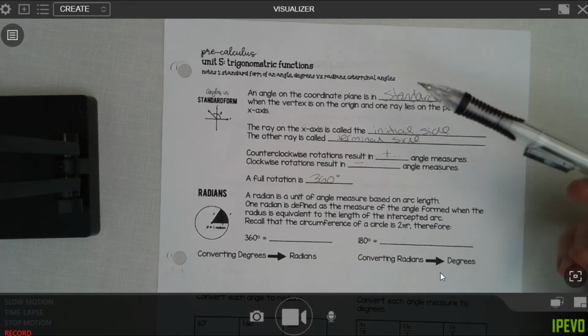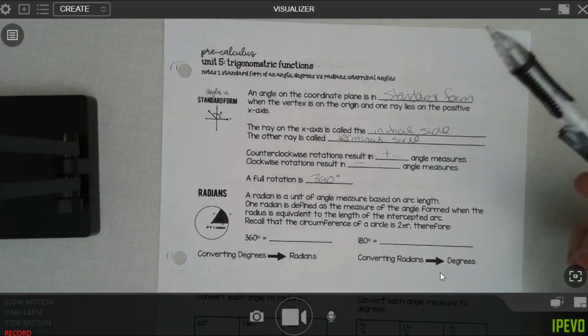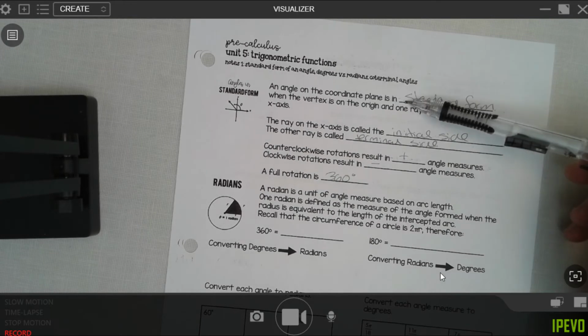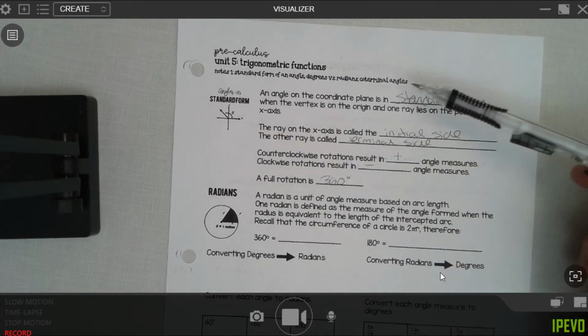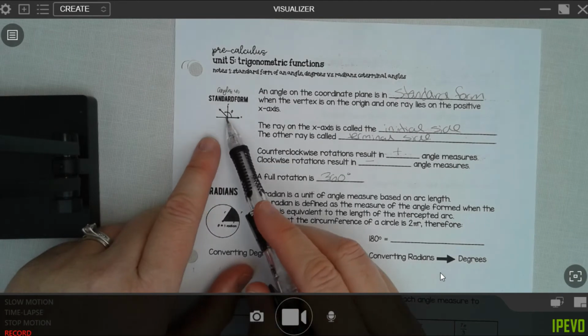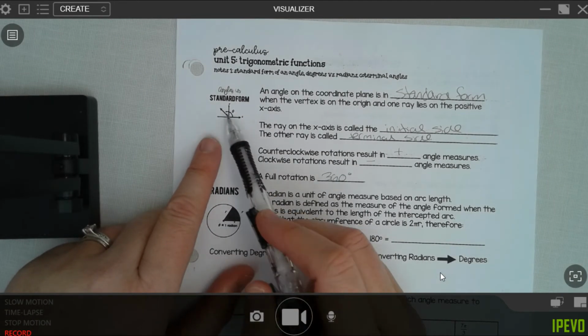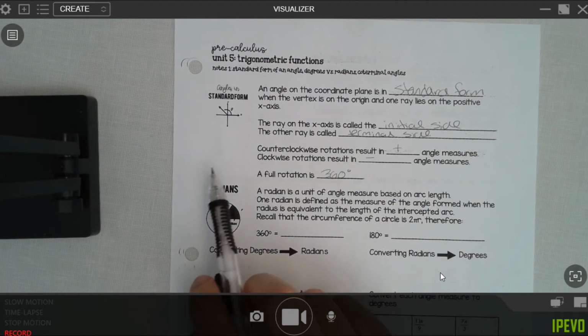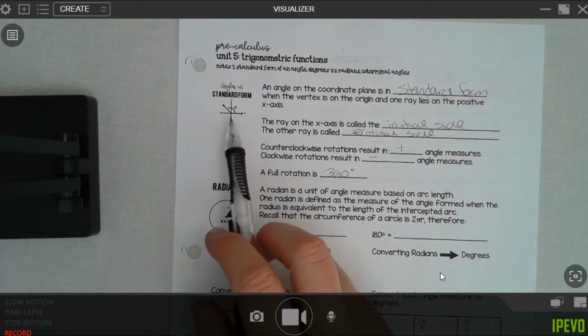All right, so today we're going to be doing standard form of any angle, and then degrees versus radians, and your coterminal angles. So first, an angle on the coordinate plane is in standard form when its vertex is at the origin, and one side lies on the x-axis like this. So that's standard form. The x-axis is called your initial side, and this side right here is called your terminal side.